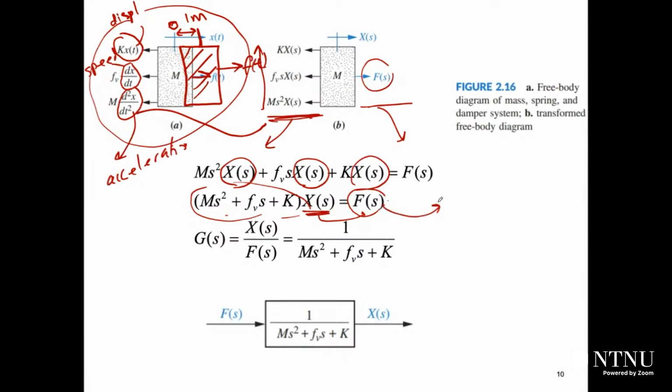So just to do this division step by step, in this equation divide both sides by ms squared plus Fv s plus k.